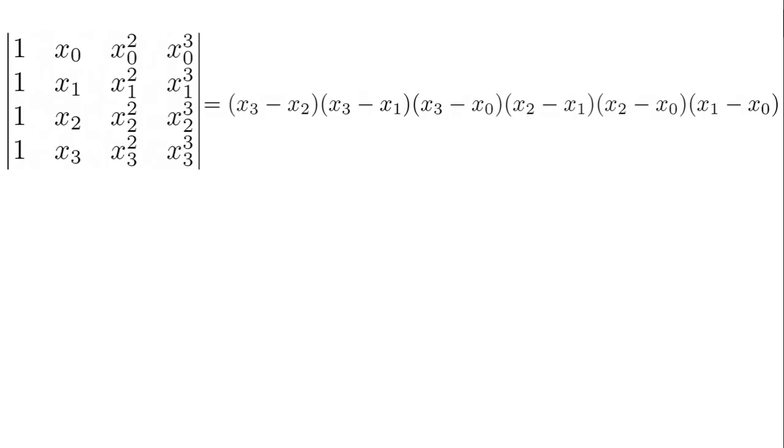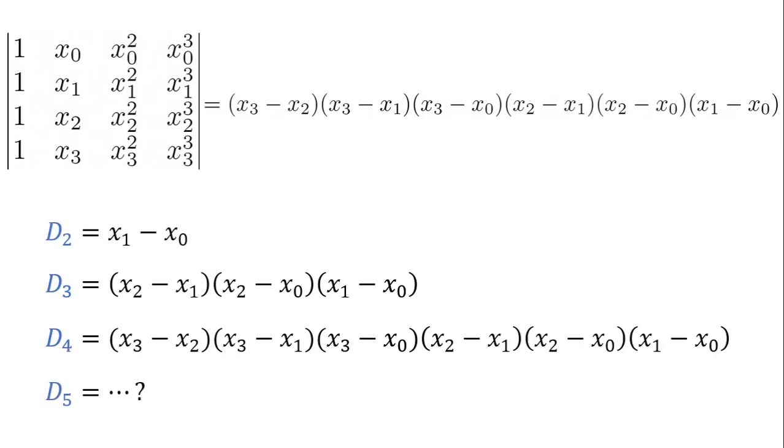Okay, now we have enough examples to extrapolate. Do you see the pattern? Say, if I ask you for D5, what do you expect to get without doing any calculation?